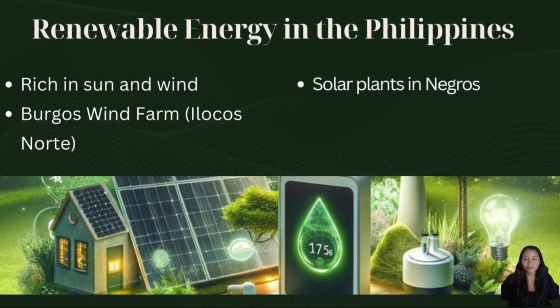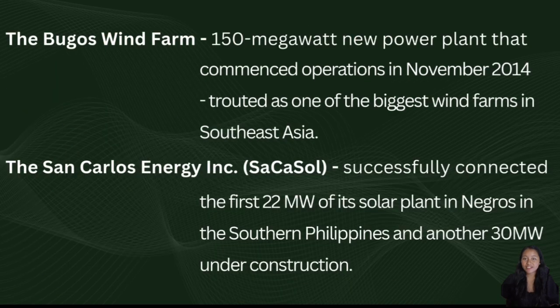Burgos Wind Farm. The Burgos Wind Farm is a 150 megawatt power plant that started operations in 2014. It can power millions of households and helps reduce carbon emissions annually. The solar energy in Negros: the San Carlos Solar Energy Project successfully connected 22 MW of solar power with more under construction. This helps improve electricity supply in the Visayas.